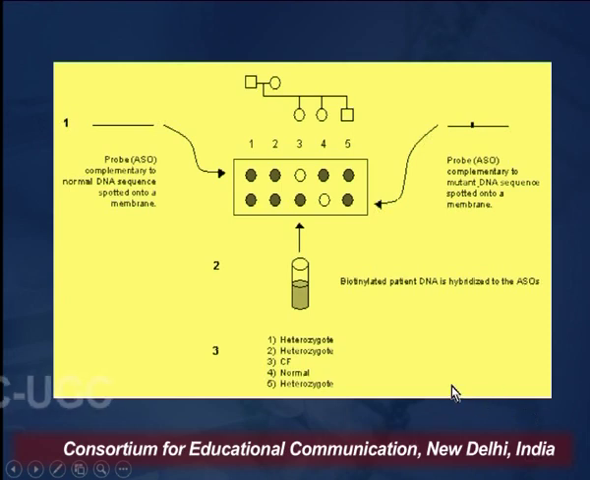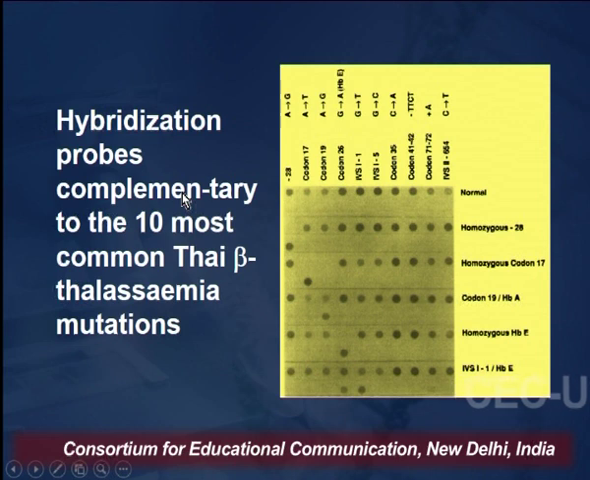So, in the last session I discussed a real example for this dot blot method, the hybridization probes complementary to the 10 most common Thai beta thalassemia mutations. As you can see here, these are the beta thalassemia mutations that we are talking about. These are the 10 lanes, and in each strip I am taking these real examples, so that you do not learn and understand about the concept of the technique just theoretically.